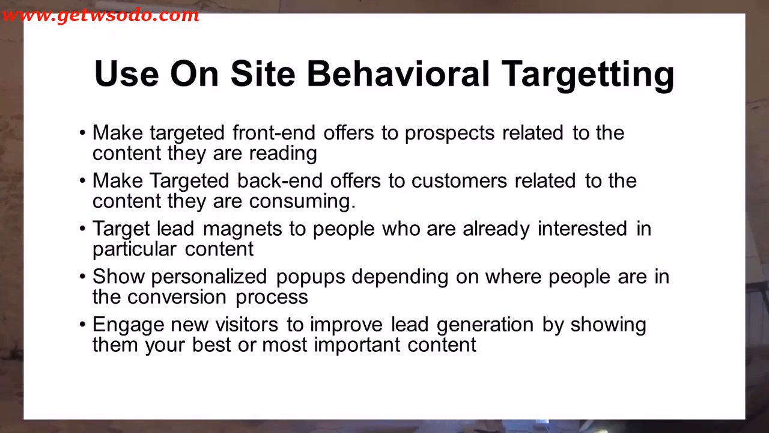So you can make targeted front-end offers to prospects related to the content they're currently reading, right? Like if there are offers related to gold going up, the market going down, whatever it is, you can have those offers show up on pages that relate to that.